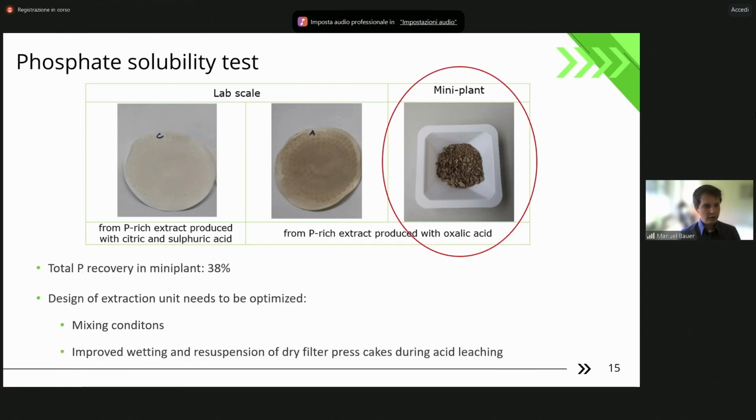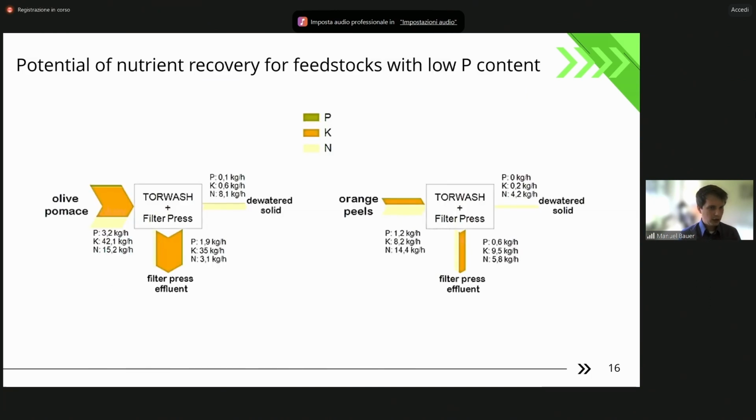Yeah, and in the mini plant, just very brief, we did receive recoveries from biomass of 38%. So in comparison to the 78 we had before, this is much less. And we found that there is a lot of work to be done, because the extraction unit simply needs to be optimized. The mixing conditions were not optimal. We had a drying out of the filter press cake, so it was just a lot of practical issues which we found there. Okay. Now let's move on quickly to the other two feedstocks.